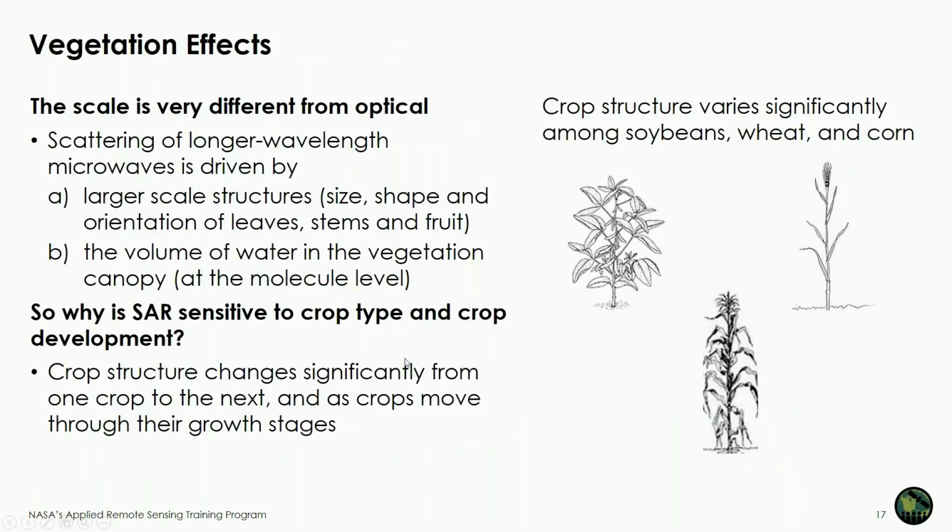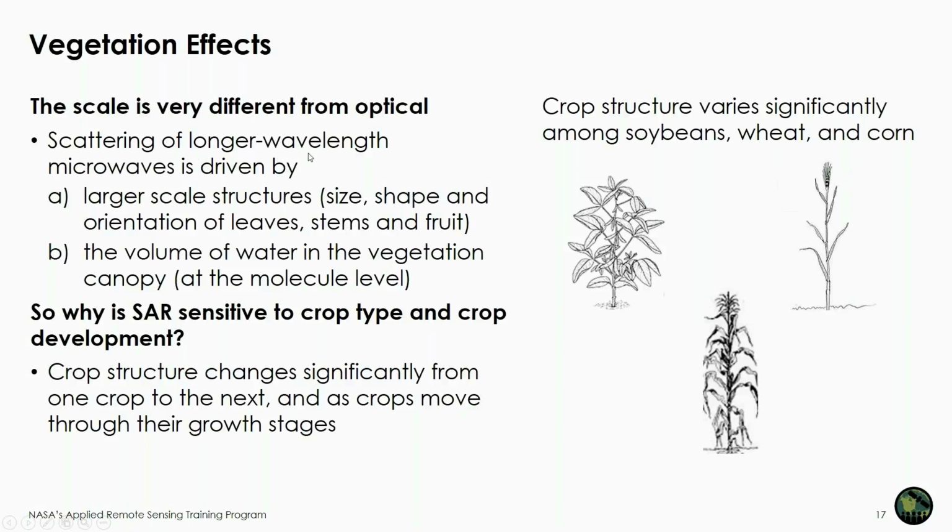I want to move on now and talk about vegetation. So we've talked a little bit about surface roughness in radar, and we've talked about the soil dielectric as it relates to water in soils. Now let's talk about vegetation. And we have to remember that the scale at which radar microwaves interact with crops is very different than the scale at which optical wavelengths, infrared, and visible wavelengths interact.